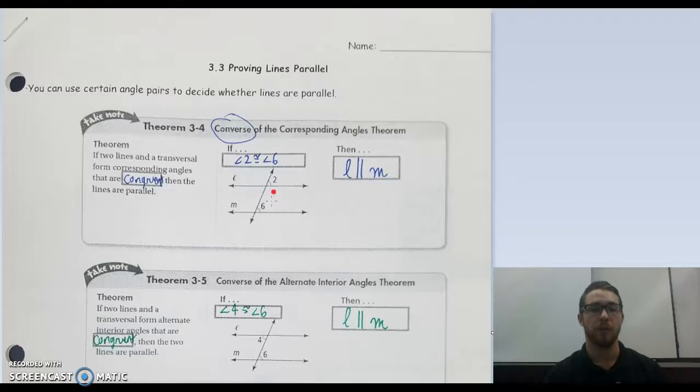So again, in the last section, if I started with the lines being parallel, we showed that the corresponding angles were congruent, 2 and 6 there. But now I'm just changing that. So now I start with the fact that there's a congruency there. 2 and 6 would be congruent. So that would show me that those lines are parallel. Again, a converse just means that I'm going backwards from that earlier statement that we have.